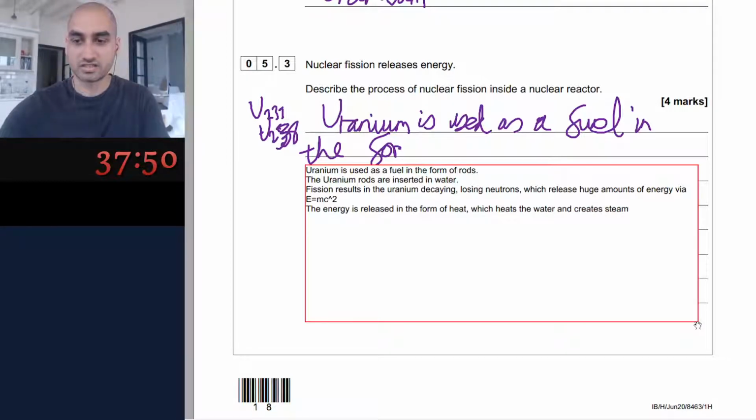I'm literally just typing out what I remember from Factorio. Creates steam, which drives steam turbines to be harnessed as electricity. To harness electricity.